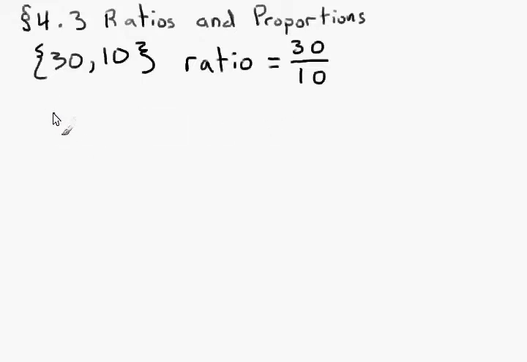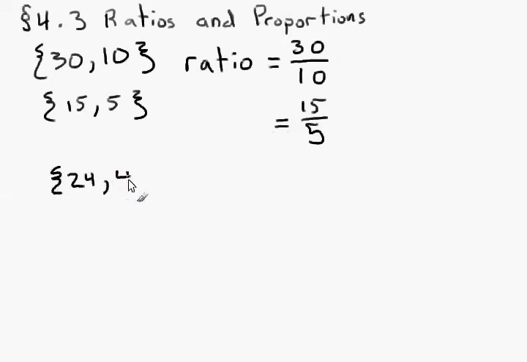Let's take another pair, 15 and 5. The ratio of these numbers is 15 divided by 5. Finally, let's take one last pair, 24 and 4. The ratio of these numbers is 24 divided by 4.